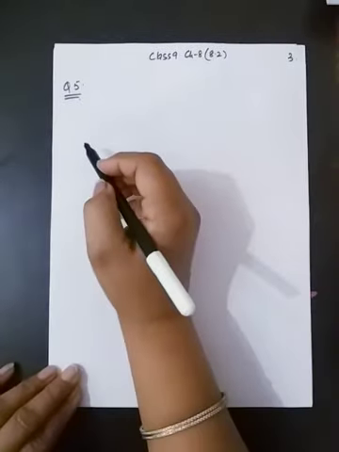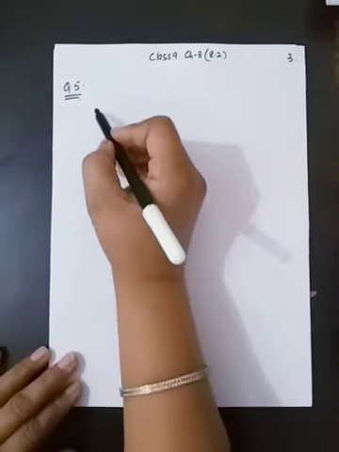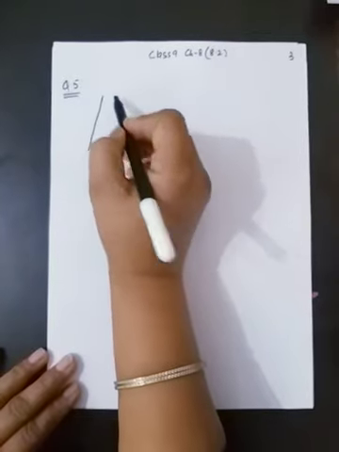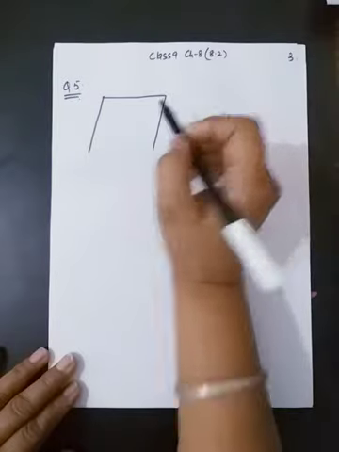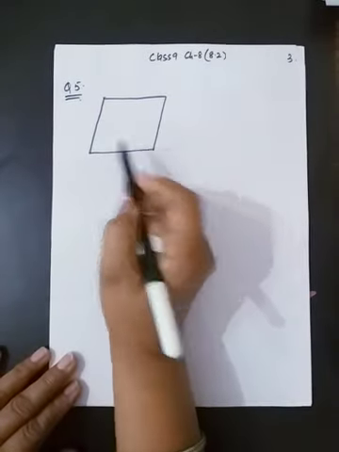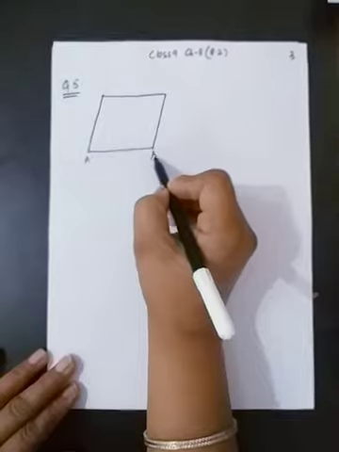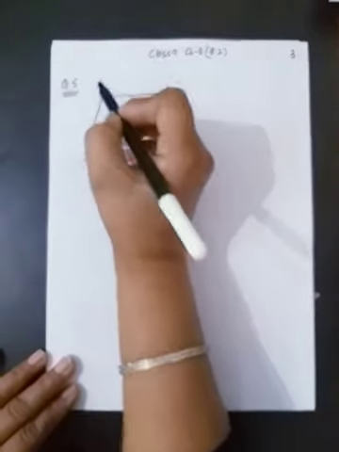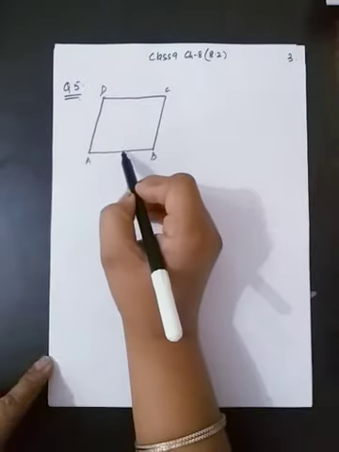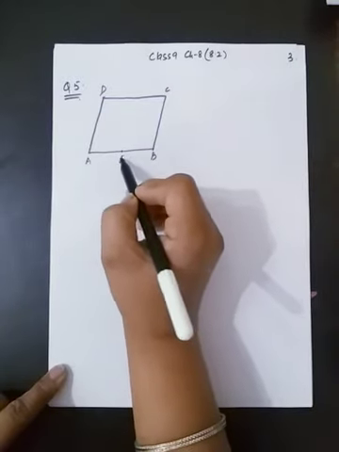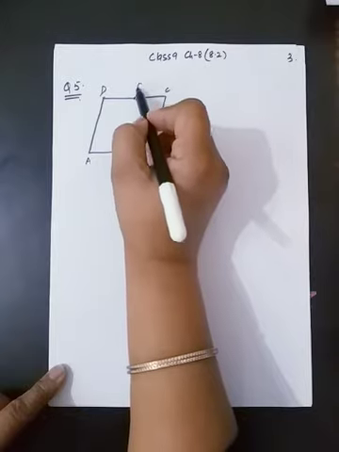Here we are going to do question number 5 of exercise 8.2, chapter 8. In parallelogram ABCD, the figure is given to you. So ABCD is a parallelogram. A, B, C, D. E and F are the midpoints. E is the midpoint of AB and F is the midpoint of CD.